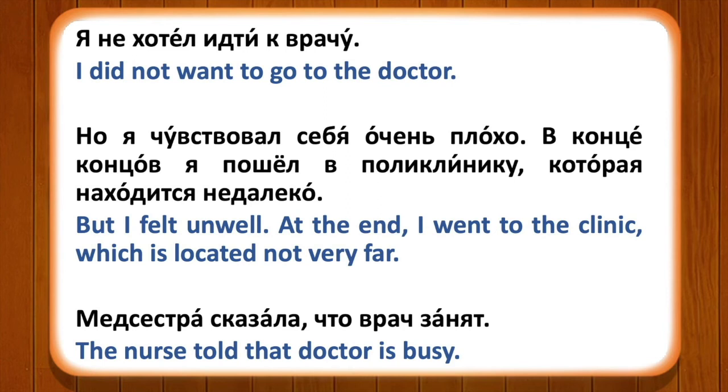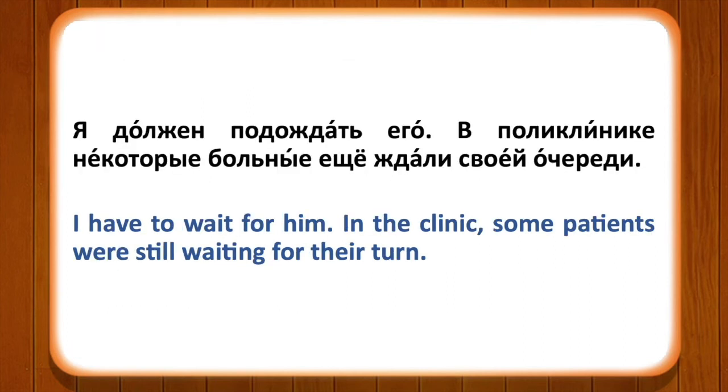Медсестра сказала, что врач занят. Медсестра is nurse. Медсестра, feminine gender noun. Медсестра сказала, что, again here we are using что as conjunction, that врач занят. Занят here is a short form of the adjective занятой. So the nurse told that doctor is busy. Я должен подождать его. I should wait for him. Подождать, должен, подождать. Here we are using подождать in infinitive form because of the word должен. Подождать кого? Подождать врача или его. Here we are replacing the word врача with the pronoun его.